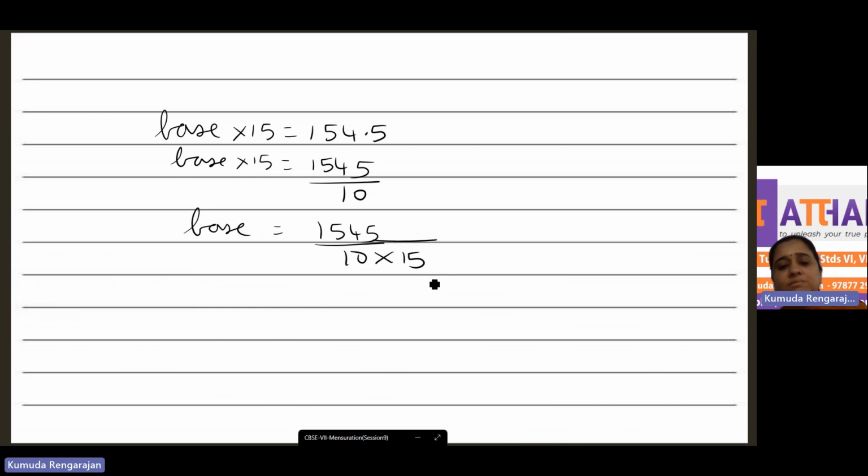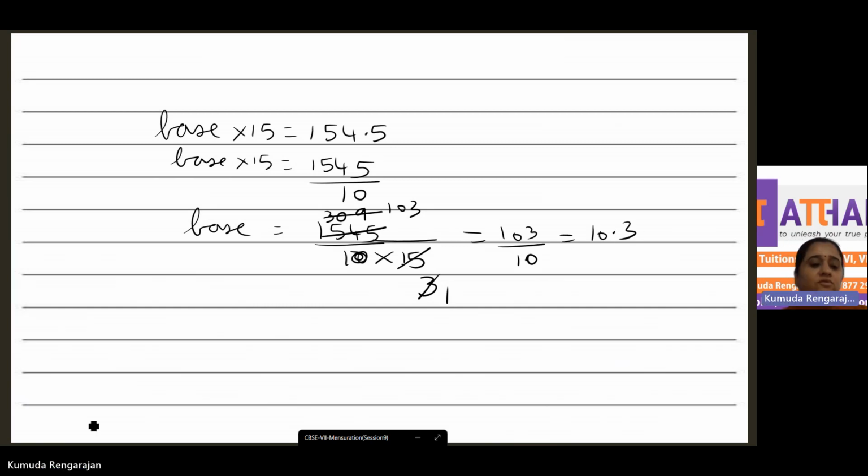Now simplify. Don't disturb the 10, because 10, 100, 1000 in the denominator is very useful. First, you try to simplify 15 and 1545. So 5 3s are 15, 0, 5 9s are 45. Then 3 1s are 3, 103 times. Now what do you have? 103 by 10. And what is 103 by 10? 10.3. This is how you do it.